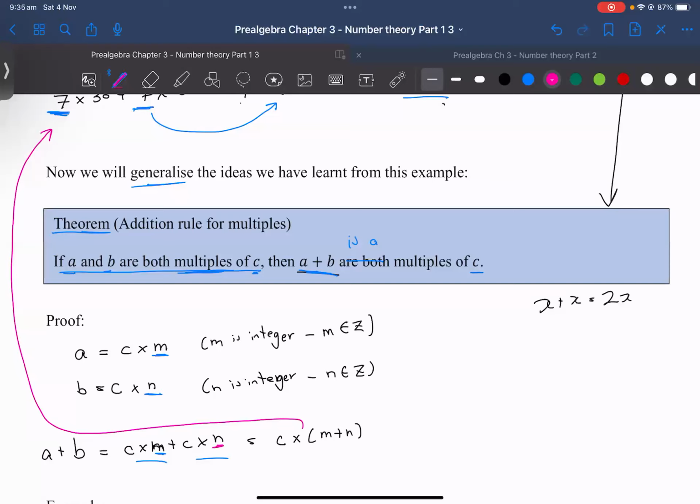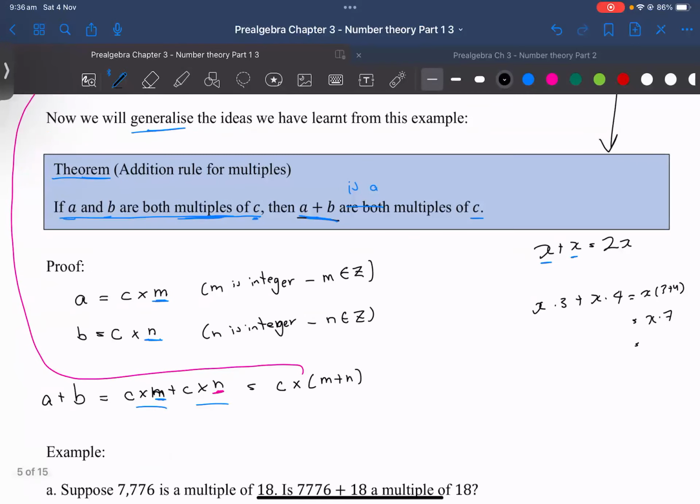So if you have c by itself, you're adding them, yep, it will be 2c. But there's c times m plus c times n. So you have to factor them. It's a bit different. The reason we could do this here, there's nothing multiplying x's here. Like if it was x times 3 plus x times 4, that's x times 3 plus 4, which is 7x. So it's the same idea with m and n.